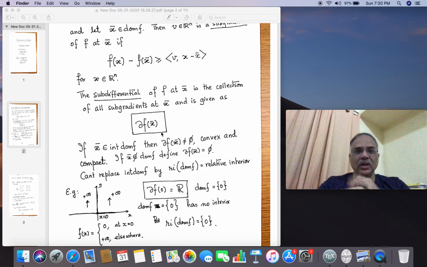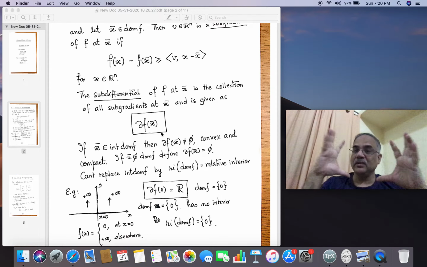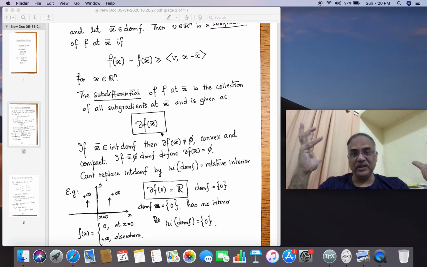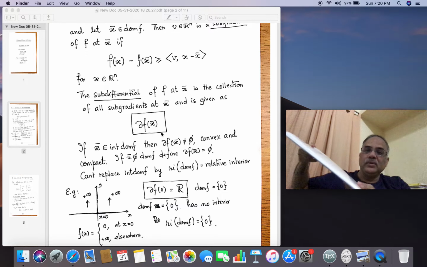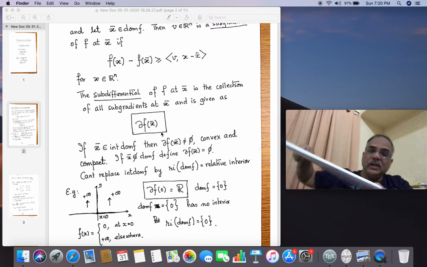That's sure. Now in this case, if you want compactness also, that is convex, closed and bounded, the boundedness of the subdifferential is guaranteed only when the interior of the domain of f exists. Because not every convex set has an interior. For example, if you take a plane in R^3, embedded in R^3, this is a convex set but does not have an interior.